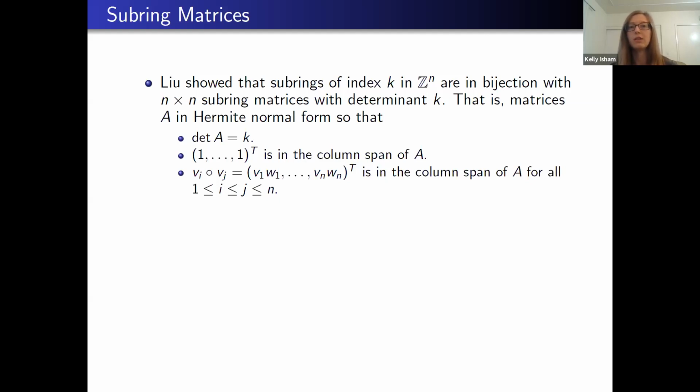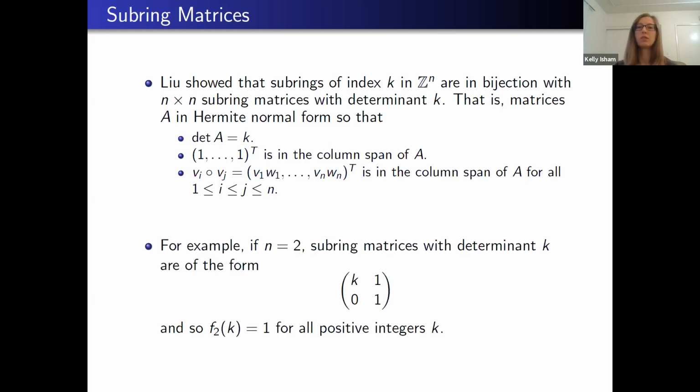So Liu showed that the number of subrings of index k in Z^n is exactly the same as the number of n by n subring matrices with determinant k. So what is a subring matrix? It's a matrix in Hermite normal form that has determinant k. The identity element of this lattice has to be in the column span of the matrix. And all of these pairwise, component-wise products of elements have to be in the Z column span of the matrix as well.